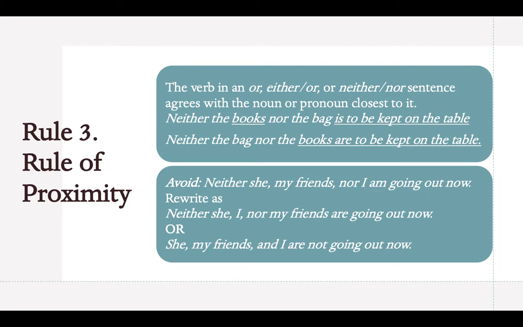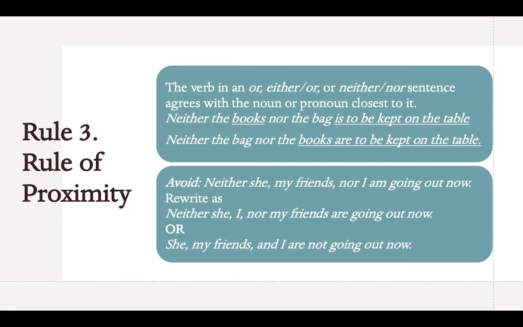For it to be correct, it will be like this: neither the bag nor the books are to be kept on the table. Here, next to the verb, books, which is plural, is coming. Therefore, it becomes are. Neither the bag nor the books are to be kept on the table. So, this is called the rule of proximity.